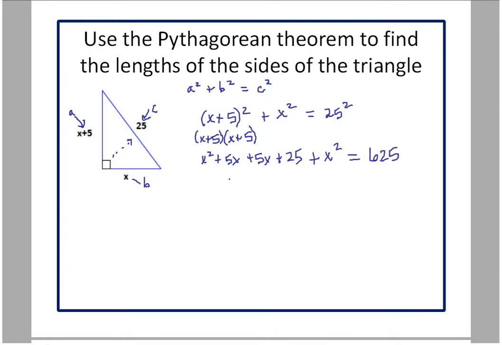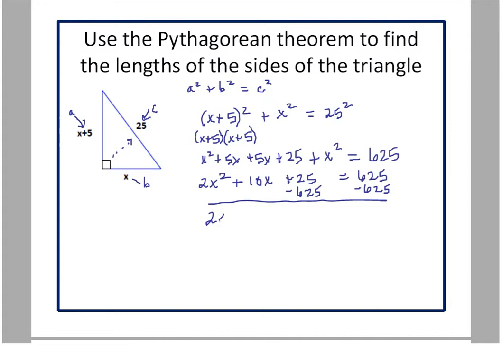Now on the left, let's combine like terms. So that gives me 2x squared. And 5x plus 5x is 10x plus 25. And that equals 625. Now we have a quadratic because we have an x squared here, so we need to set it to 0. So I'm going to subtract the 625 to the left side. So that gives me 2x squared plus 10x and minus 600, and that equals 0.